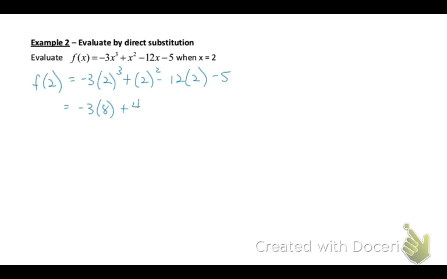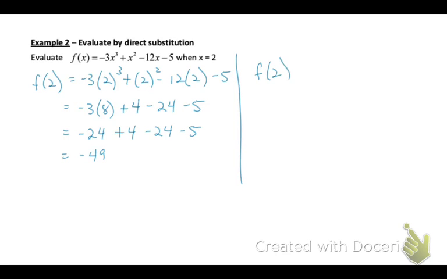So with each of these terms, I do my exponents first, then I'm going to multiply, and then I'm going to add and subtract left to right. So negative 24 plus 4 is negative 20, minus 24 is negative 44, minus 5 more is negative 49. So I can write that as f of 2 equals negative 49.